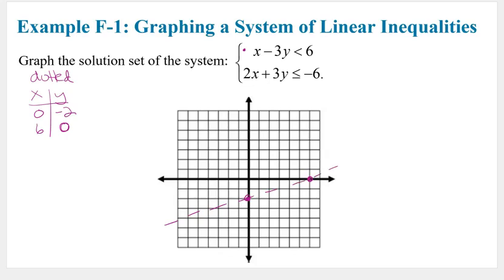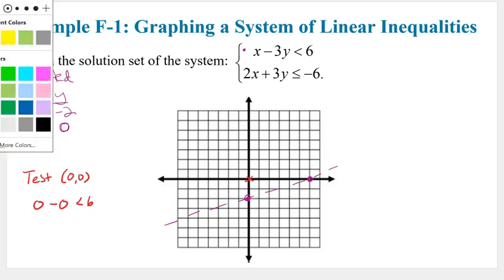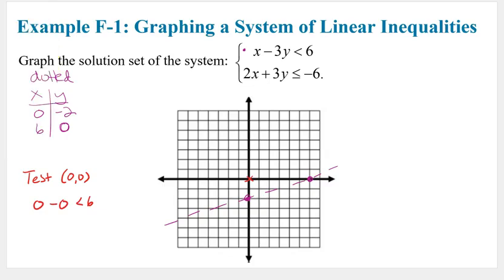All right, and then I'm going to use my test. My test is going to be 0, 0, because I love to use the origin if I can. So is 0 minus 0 less than 6? And it is. So that means everything in that region, and I'm going to use purple for my region, this will all be included. So this whole area here will be shaded in for that inequality. All right, so we are halfway done.